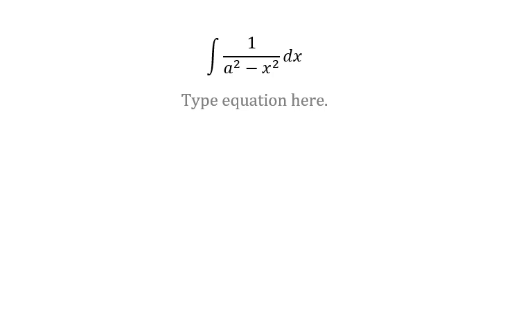Hello everybody. So today I want to talk about calculus, the topic about integration. So now I want to show you how to answer. We have the formula in here.